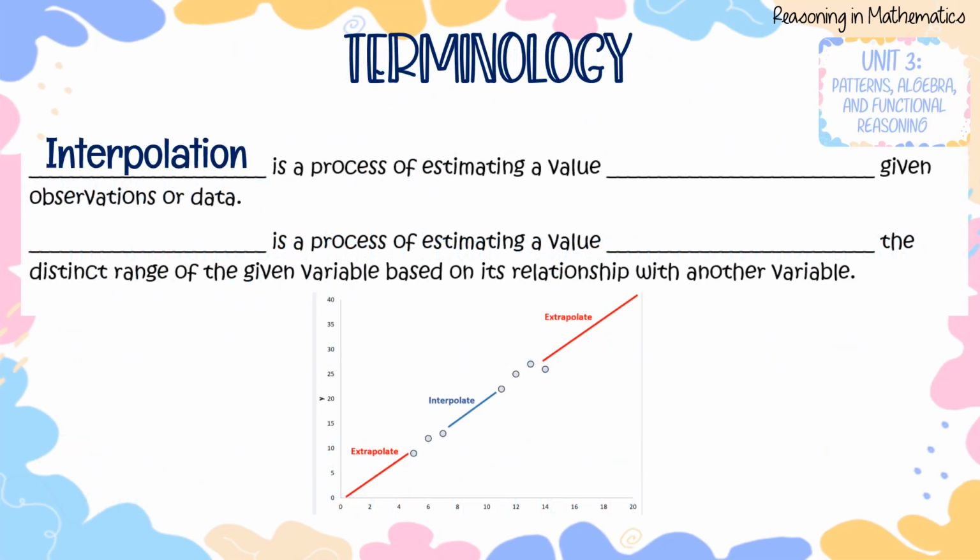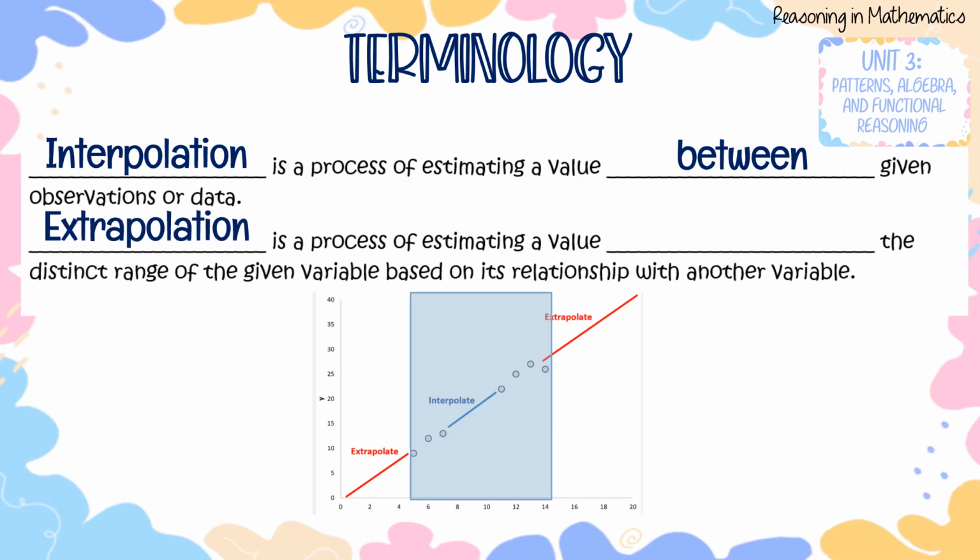Terminology. Interpolation is a process of estimating a value between given observations of data. So there's the data graph there. And if we're within that range of X values, then when we do a prediction, that's called interpolation. Extrapolation is a process of estimating a value beyond the distinct range of the given variable based on its relationship with another variable.